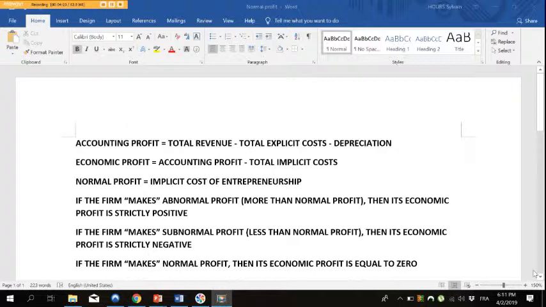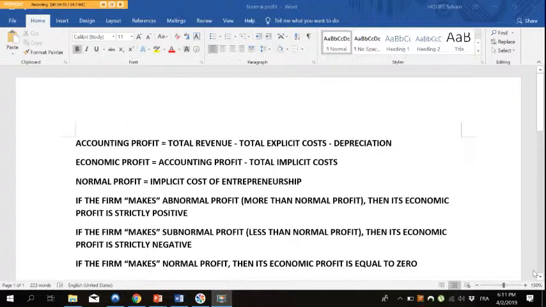So the idea here is that if you are an entrepreneur and you have to decide what type of business you want to carry out, let's say you have business A and business B. If you choose to carry out business A, then you give up the profit that you could have made by running business B. This is normal profit, the implicit cost of entrepreneurship.